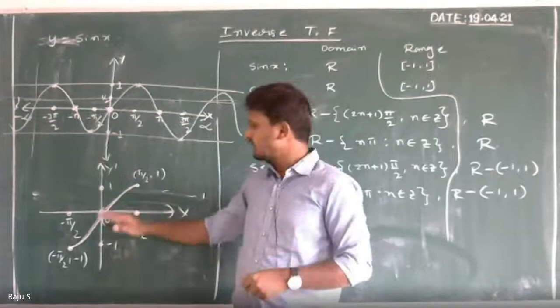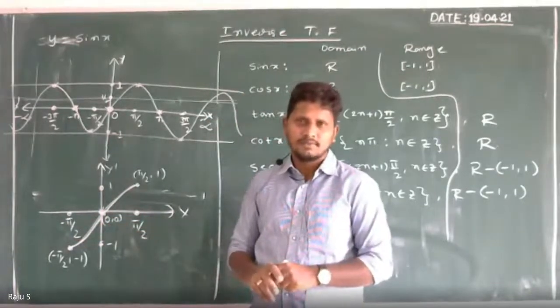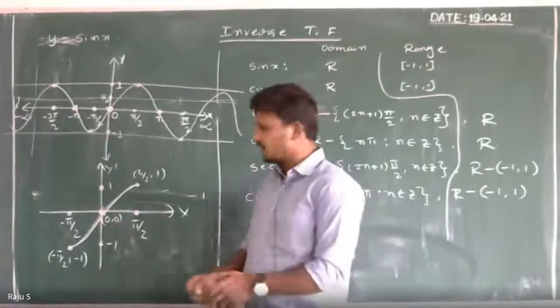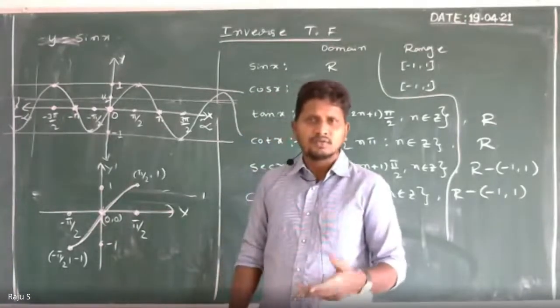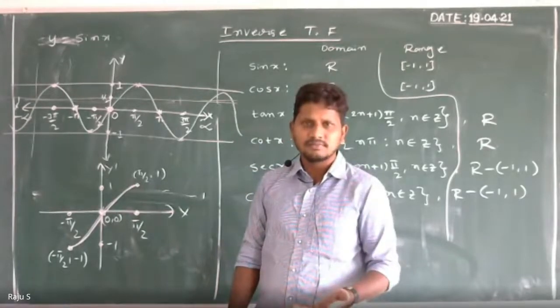Yes, sin x is one-one from minus 90 to plus 90. Okay, and is it onto? Yes, it is onto. What is meant by onto? Codomain is equal to range.